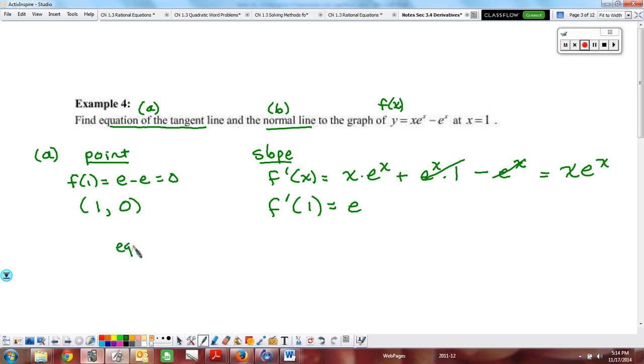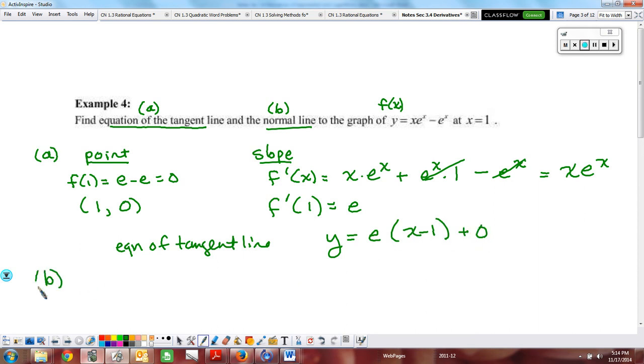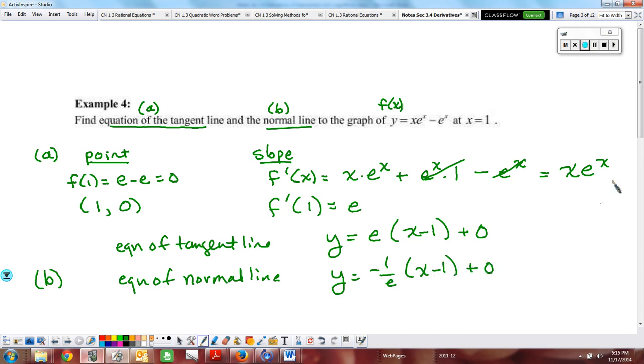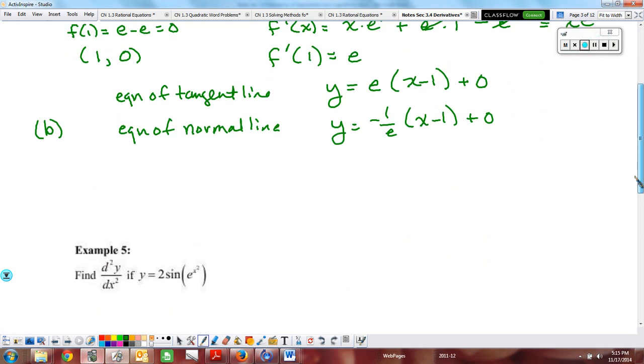So the equation of the tangent line is going to be y equals e, my slope, x minus 1 plus 0. And then b, simply, the normal line, the equation of the normal line. I don't really need to do much work. All I have to do is remember that the slopes are opposite reciprocals. So y equals negative 1 over e goes through the same point, plus 0. And then there will be our equations.